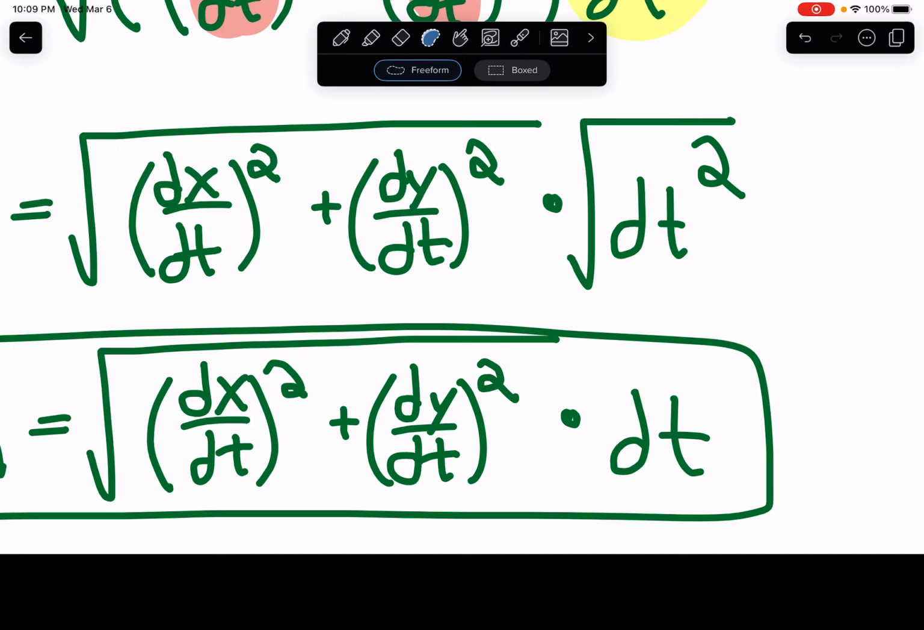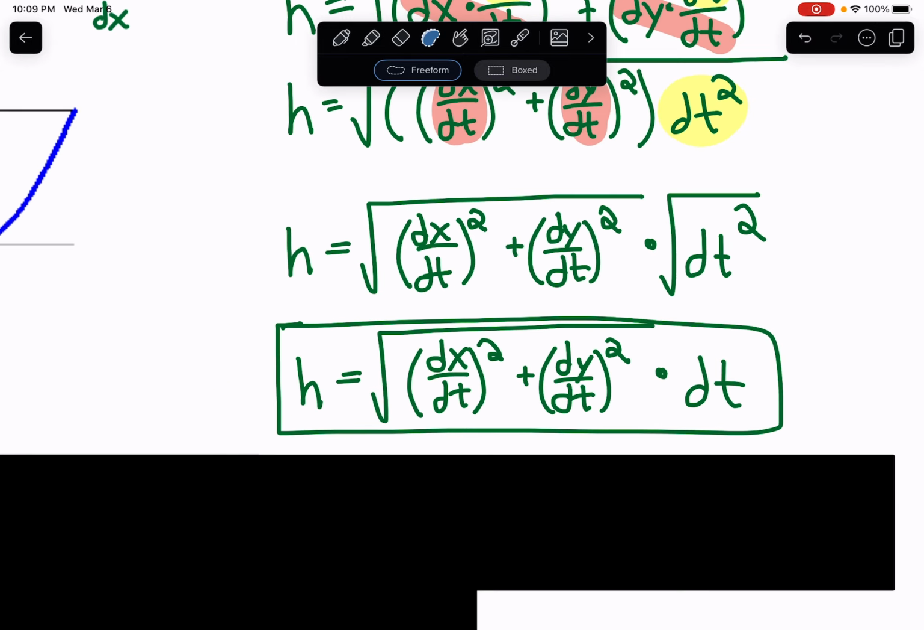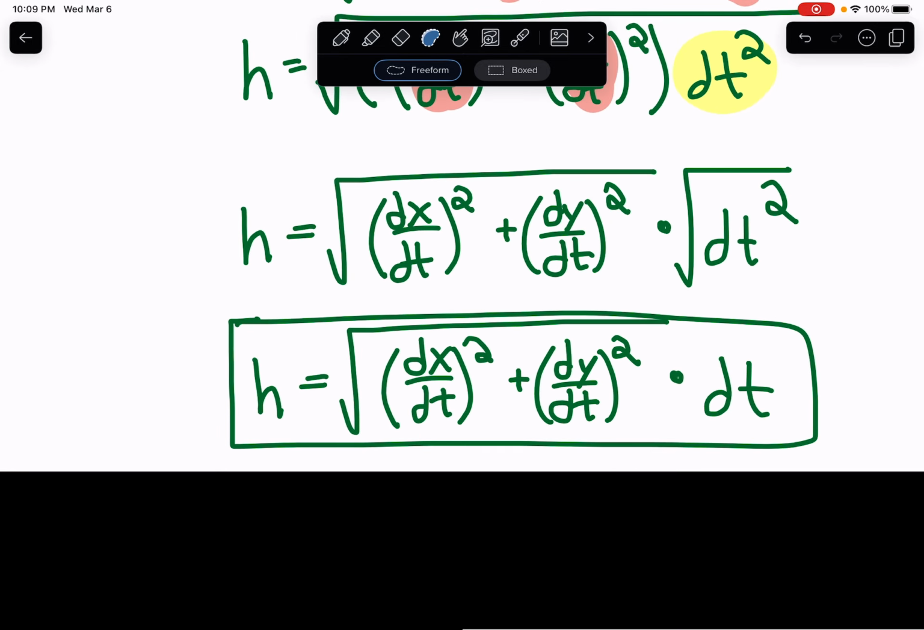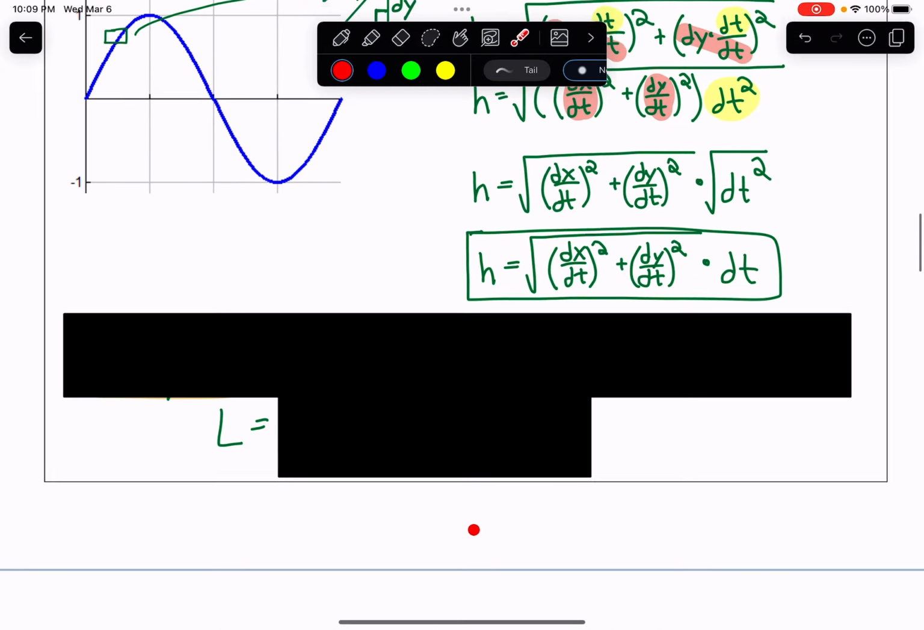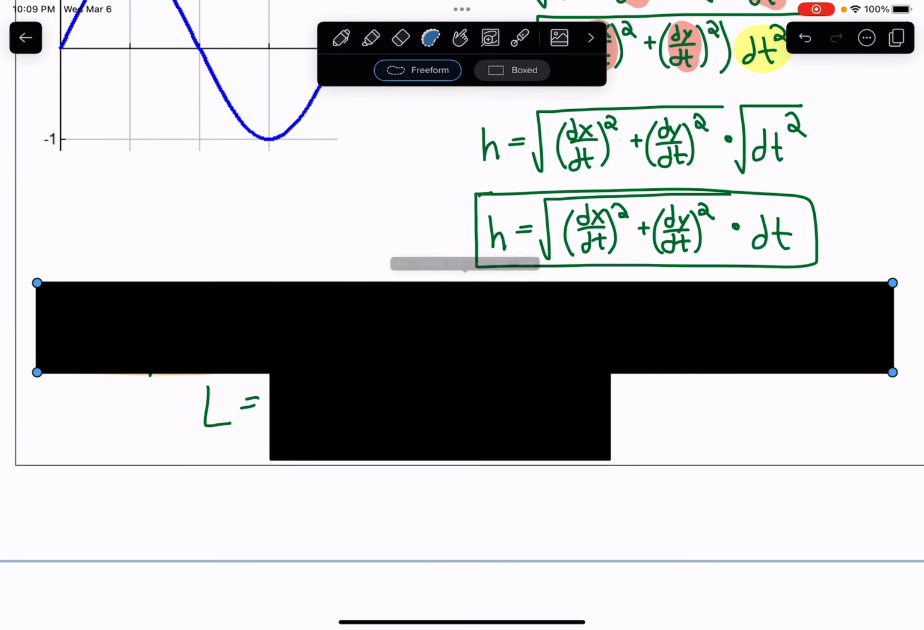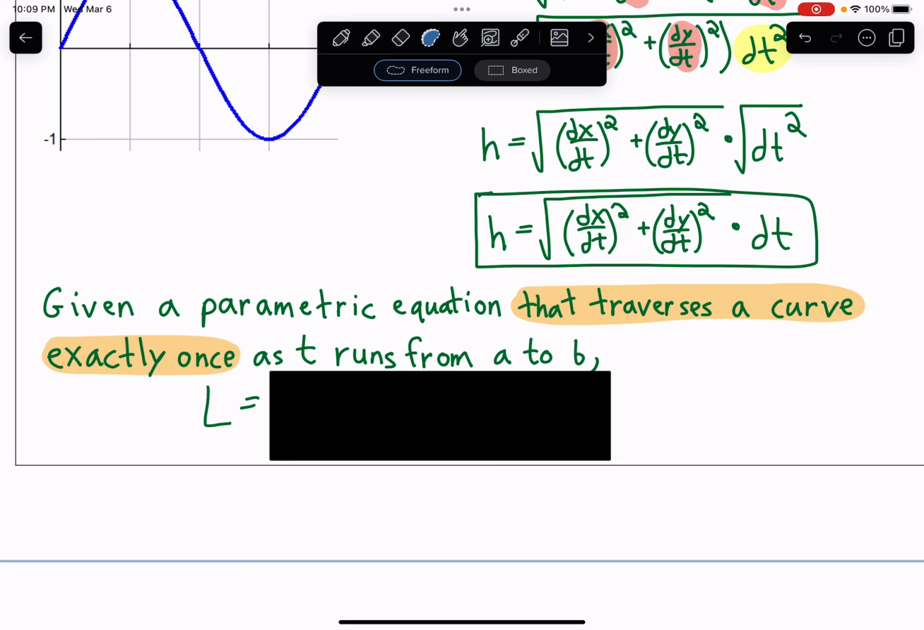Okay, and so the whole idea behind this formula is I can add up the sum of all of these infinitely small pieces by taking this formula and doing the integral across whatever interval I have here. Okay, and so this gives us the setup for our arc length formula. So given a parametric equation, and now this is important, and we'll see an example of this in a moment, that traverses a curve exactly once, okay?